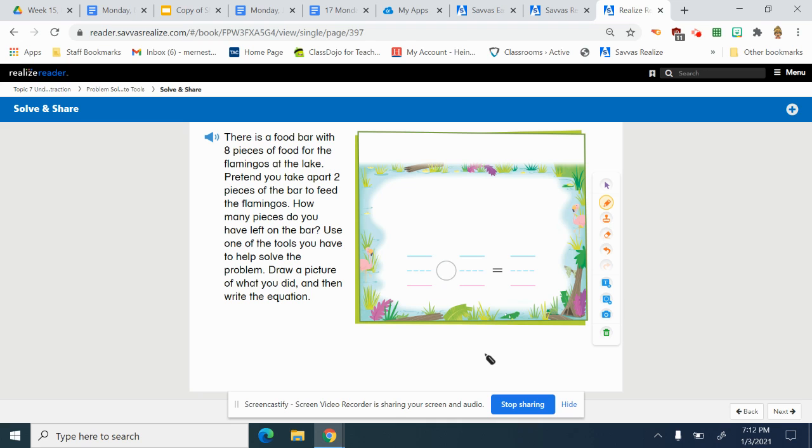It's time to remember how to subtract. I bet you know how. Let's go ahead and read this story problem, and then we'll remember how to subtract if you don't remember.